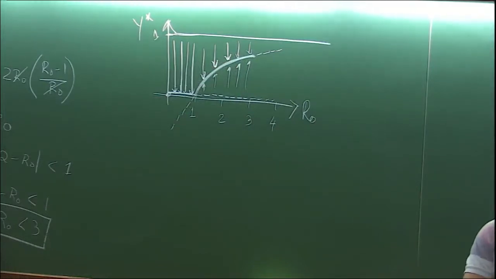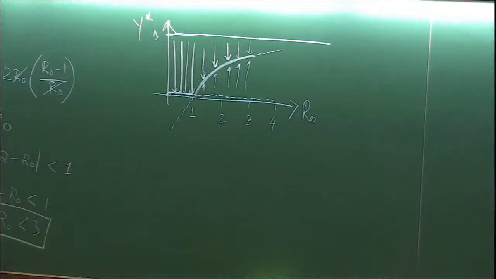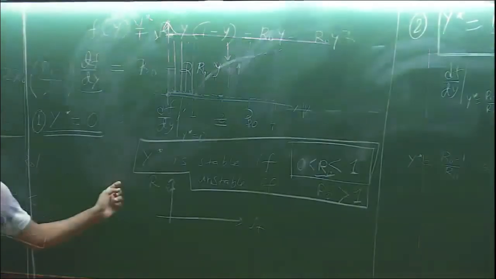Any questions? I'm actually done, so they can ask me questions. Yeah, 0 between 0 and 1. If R0 is between 0 and 1, that's the mathematical condition we derived, right? Yes.